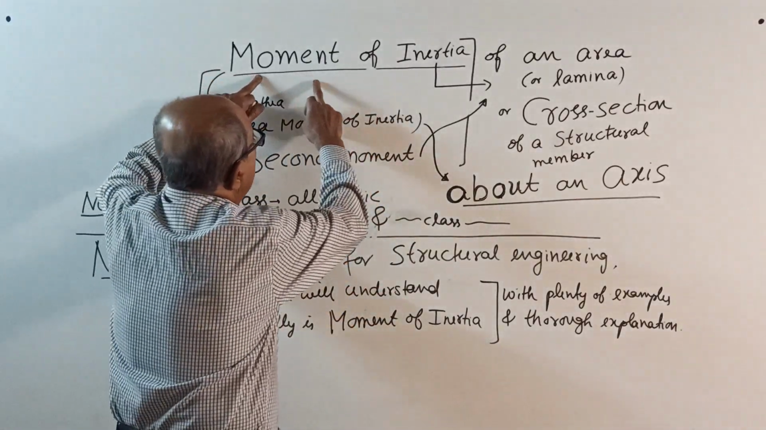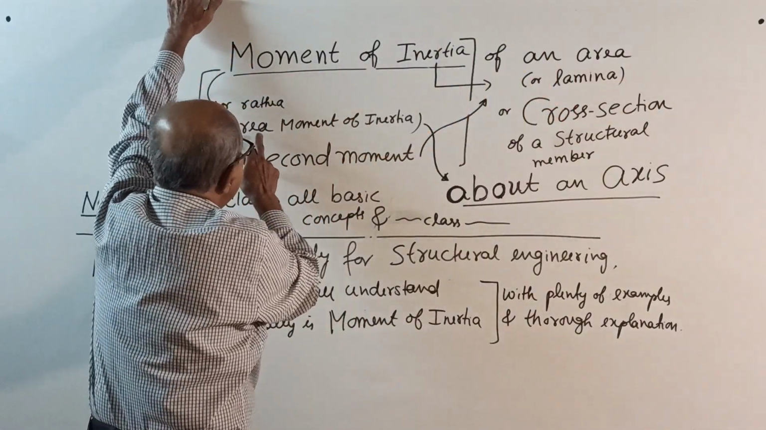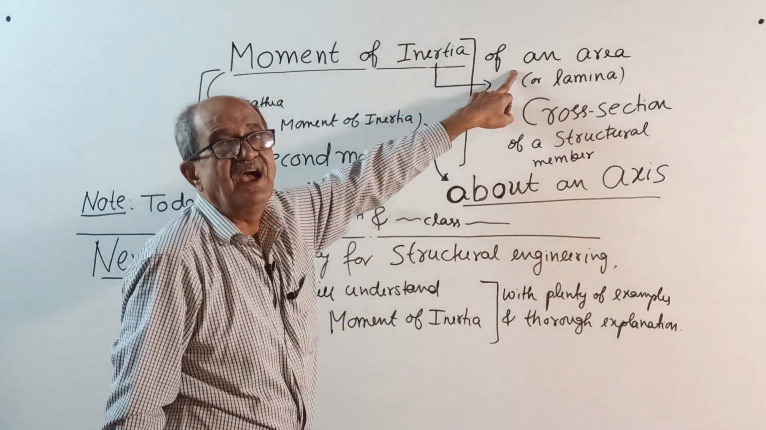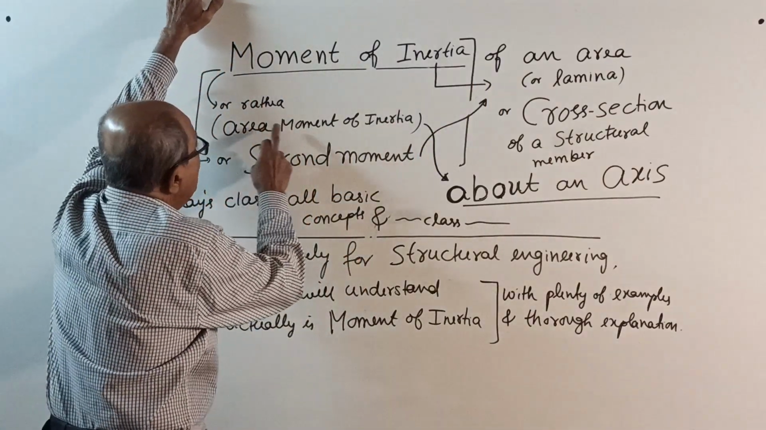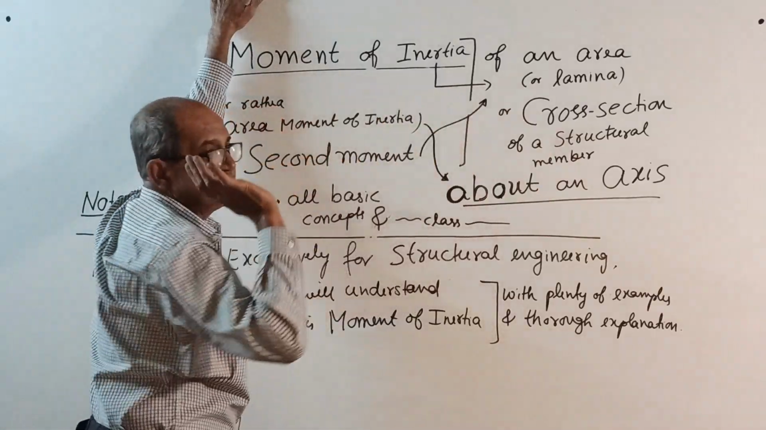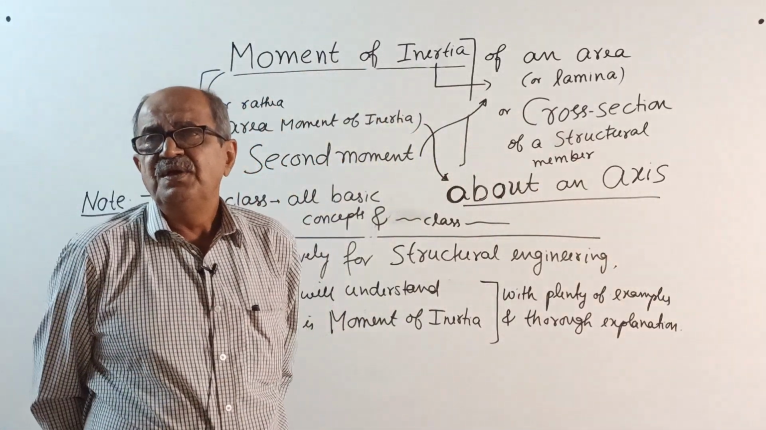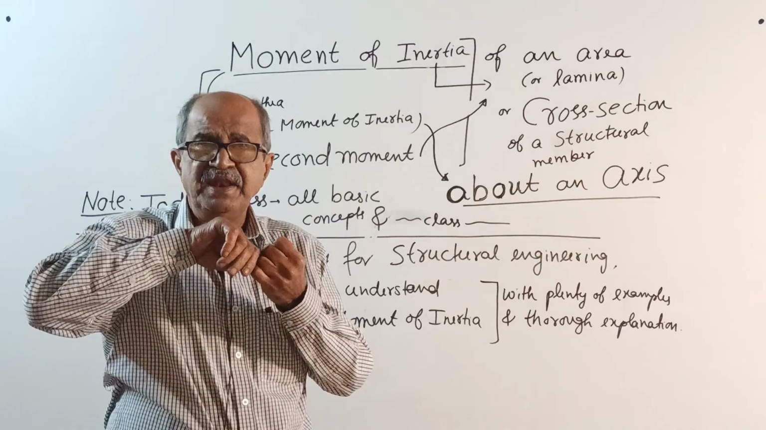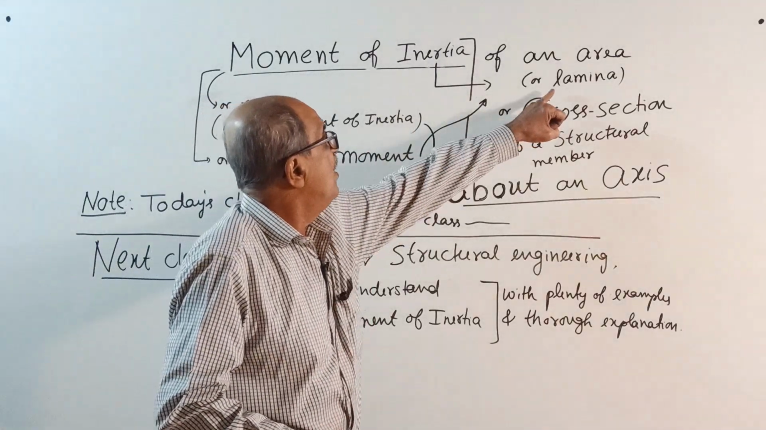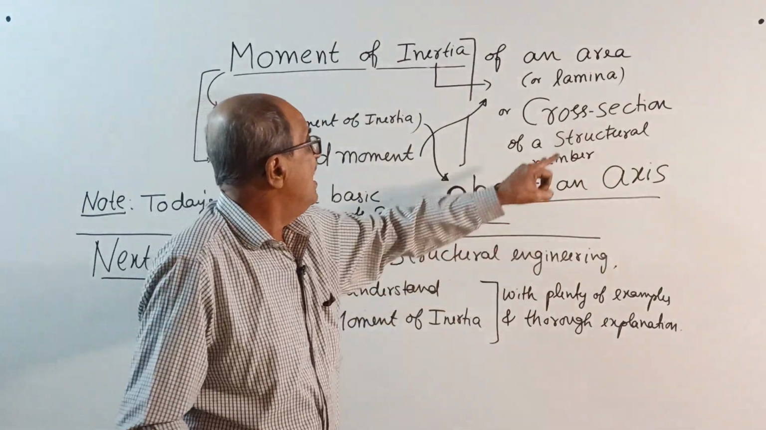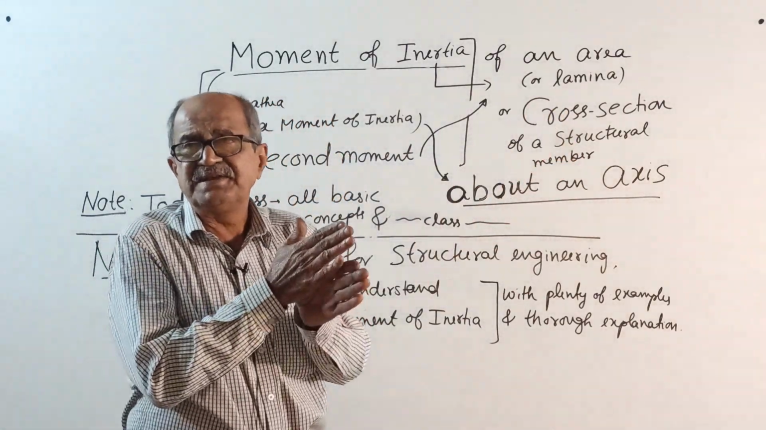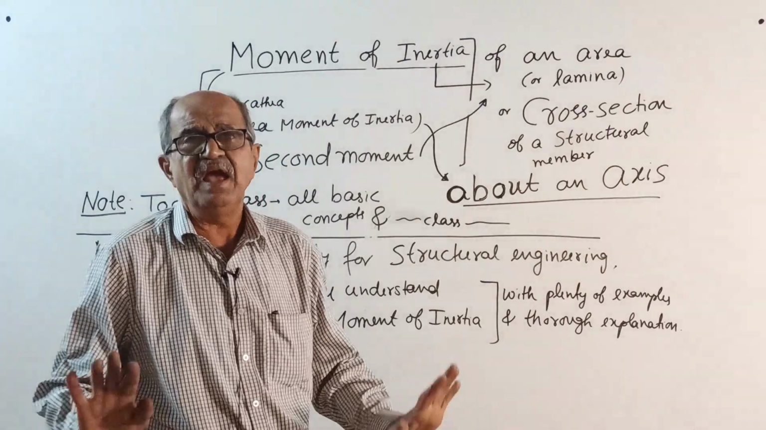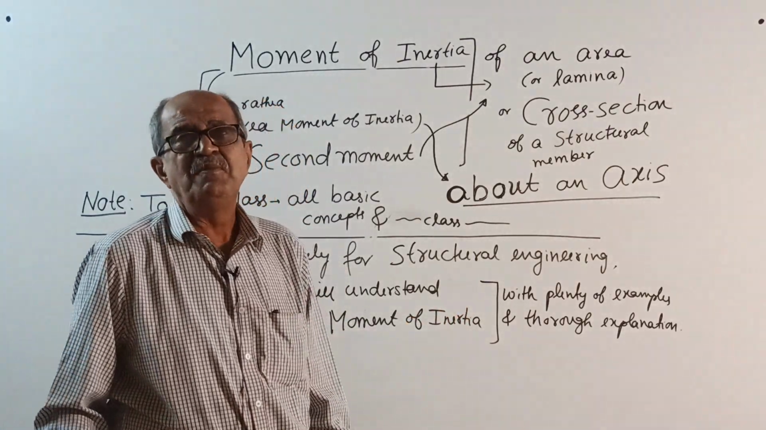So instead of calling moment of inertia of an area, you can call area moment of inertia. If you write area moment of inertia, don't write once again of an area. See, already area is there. Area moment of inertia about an axis. So in future, I can say moment of inertia of an area, or for a lamina, or cross section of a structural member. Every class I will not say that. So I will stick to one thing now. I will consider area. That's all. Sufficient. People will be there to comment.